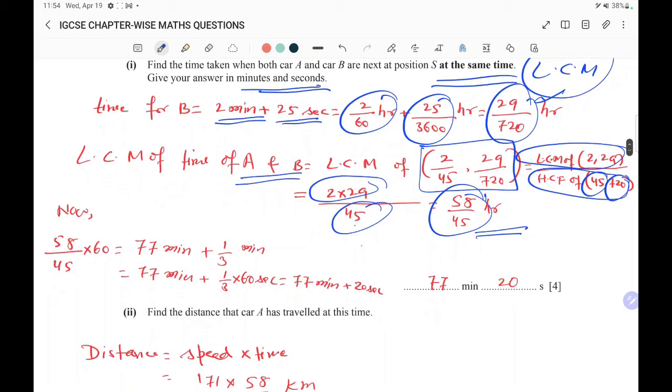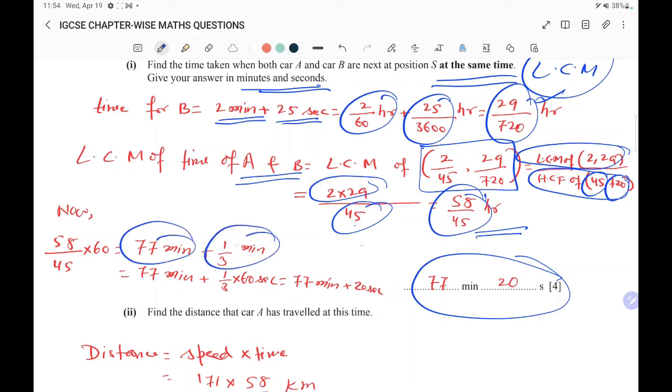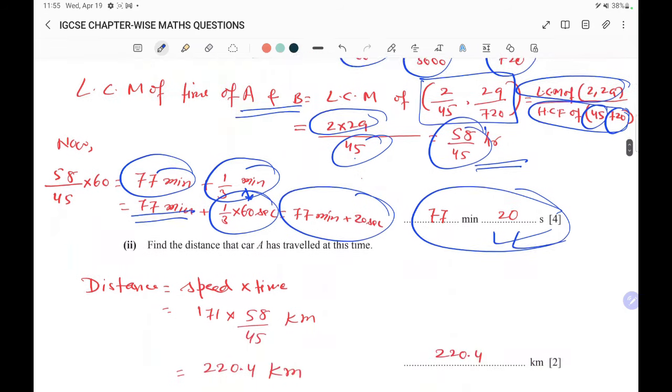Now you can multiply by 60, because I need to give answer in terms of minutes and seconds. So just multiply by 60. So you will get 77 minutes plus 1 over 3 minute extra. Now you can multiply by 60 again to 1 over 3 minutes to get in seconds. So 77 minutes and 20 seconds. So 77 minutes plus 20 seconds.